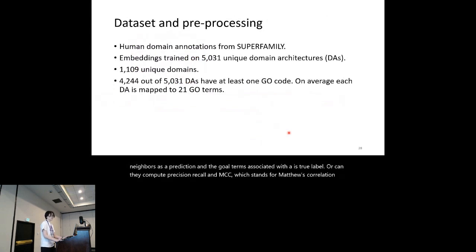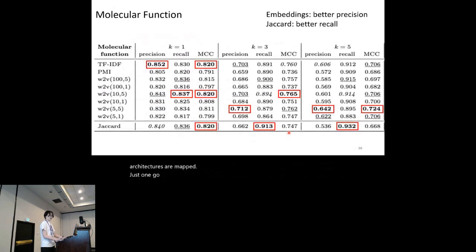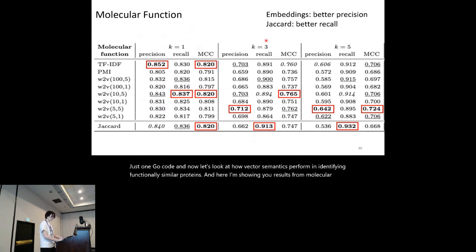And for the empirical assessment, we use human domain annotations from SUPERFAMILY. We have 5031 unique domain architectures in this dataset. The domain vocabulary has 1109 unique domains, and 4244 out of 5031 architectures are mapped to at least one GO code. And now let's look at how vector semantics perform in identifying functionally similar proteins. And here I'm showing you results for molecular function. I have 3 different values for K, and each row is one embedding, and here is Jaccard.